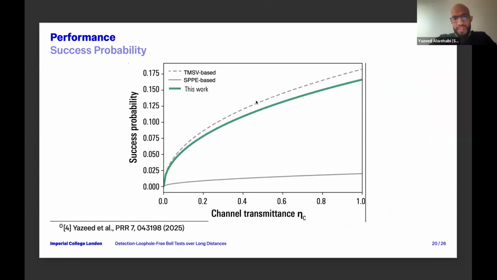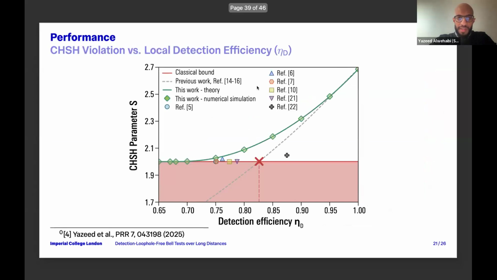Although our protocol is lower than that protocol where they use two-mode squeezed vacuum, the advantage is in this second result, where the green curve is our protocol, while the gray one is for the previous protocols. As we can see, above this red line, we can achieve a loophole-free Bell violation, and the x-axis is the detection efficiency that you need. For all previous protocols, you need above 82% to achieve a violation, while for us, we can reach the fundamental limit, what's called the Eberhard limit, of 66.7%.